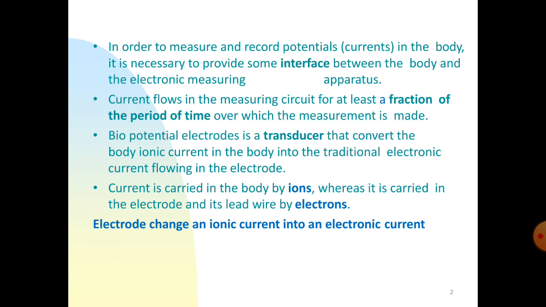Current is carried in the body by ions, whereas it is carried in the electrode and its lead wire by electrons. So here the electrode changes an ionic current into electric current. So this is the basic concept of electrode. The measuring apparatus is nothing but the electrode, and we need an interface between the body and the measuring apparatus. So this is the main thing.